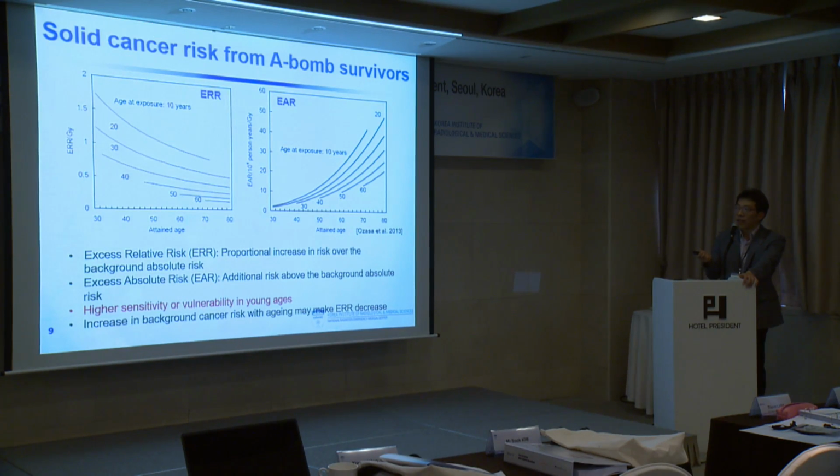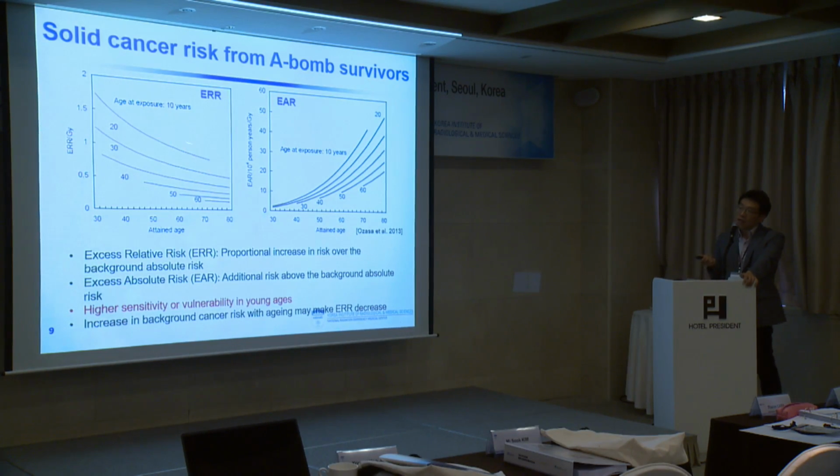There are two measurements for cancer risk or other health effects in typical radiation epidemiology. One is ERR, the other is EAR. ERR, excess relative risk, is defined as a proportional increase in risk over the background absolute risk, so it is a kind of relative risk. And EAR, which is excess absolute risk, is defined as additional risk above the background absolute risk.